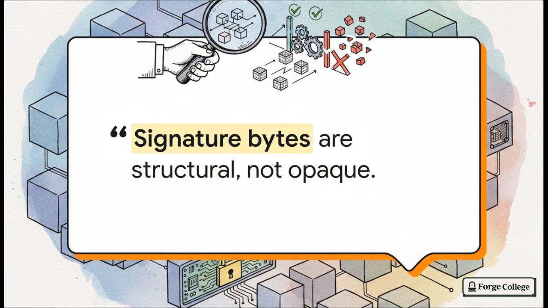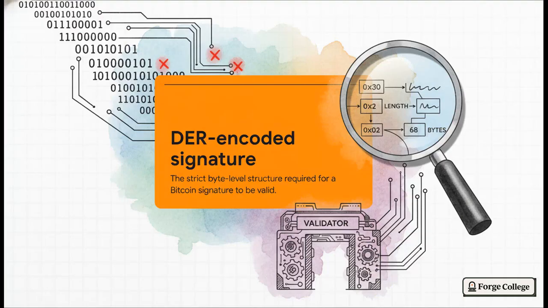This is such a crucial principle to grasp. Signatures in Bitcoin aren't just random magical blobs of math you can just toss in. They have super strict formatting rules. If they don't look exactly how the network expects them to look, the network will bounce your transaction in a heartbeat. And that specific structure, it's called a DER-encoded signature.